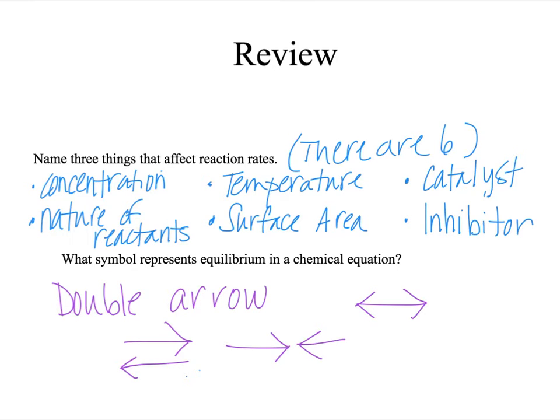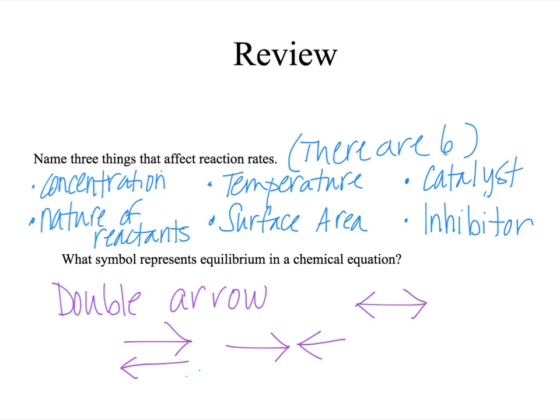Surface area, we just talked about in the previous question. Larger surface area means more particles to react. And then, of course, a catalyst would speed up a reaction rate, and an inhibitor would slow the reaction rate down.